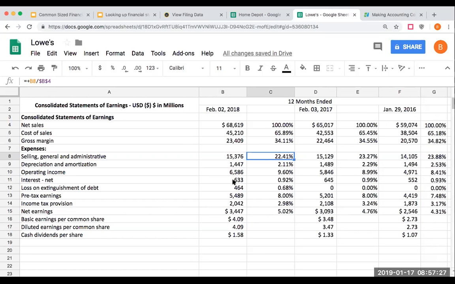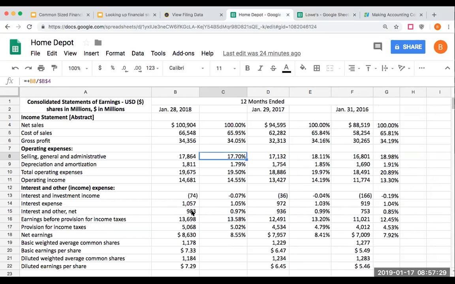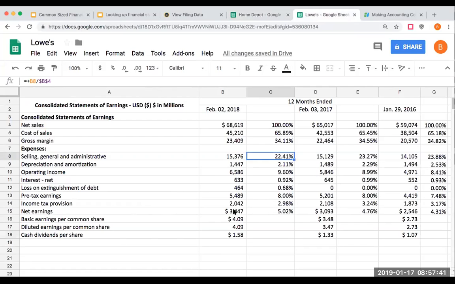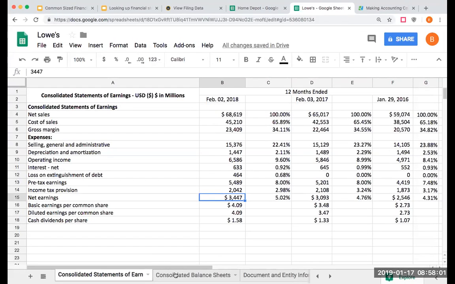Now over here on Home Depot, my net earnings are about 8.6 billion. Yes, billion, or about 8.55%. For Lowe's, it's about 3 billion, or about 5%. So again, it's a way of asking, why is Home Depot more profitable on a dollar per dollar basis than a company like Lowe's? So that's kind of the start of the analysis.